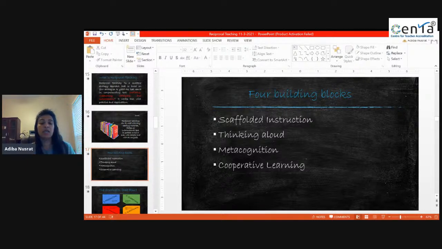Okay, the next is metacognition. Metacognition goes hand in hand with thinking aloud. It means that when you think aloud, you are questioning your own thinking. You are questioning your own questions. For example, as a teacher, you lead your students by sharing how these strategies, like predicting, questioning, clarifying, and summarizing, help you comprehend a given text.